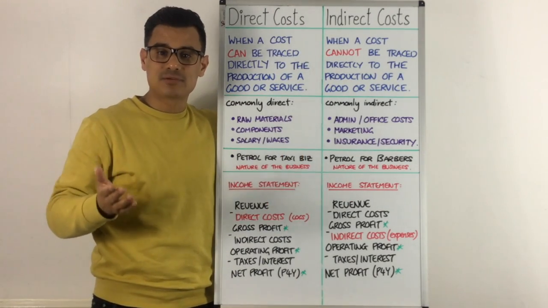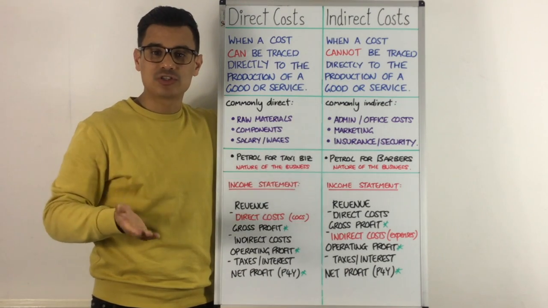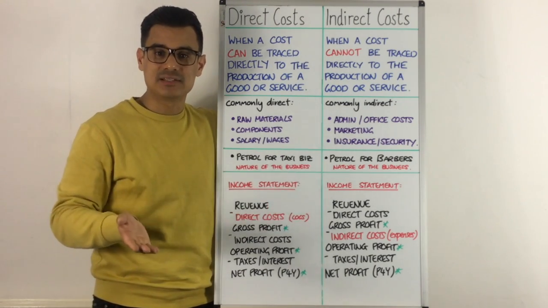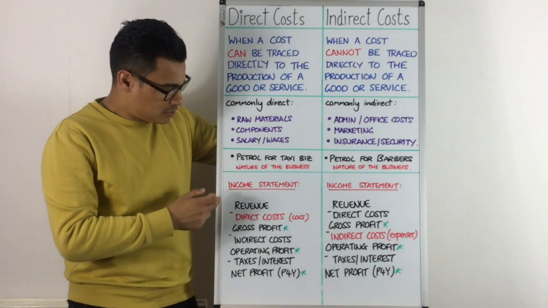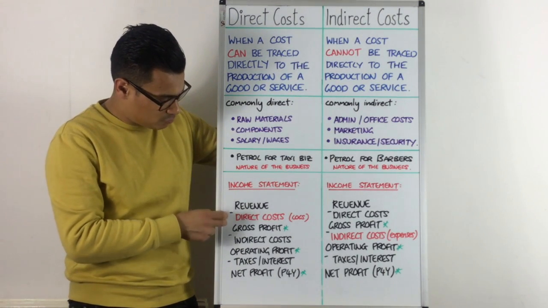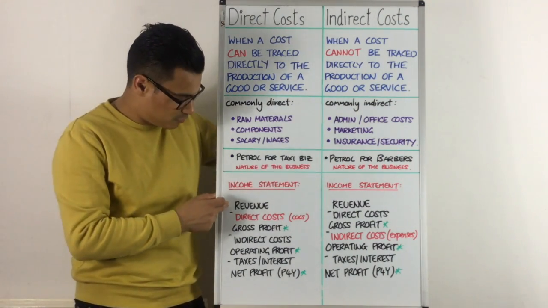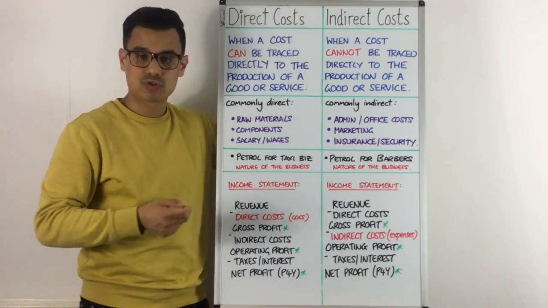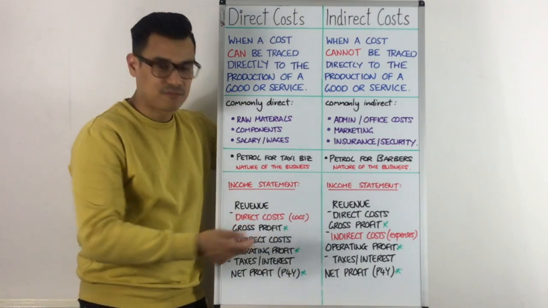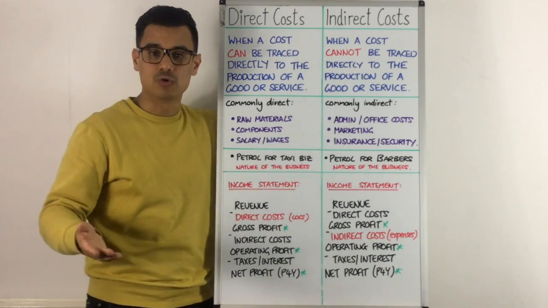In terms of the income statement, direct costs and indirect costs are located in different places. So taking direct costs. Direct costs are going to be placed between revenue and gross profit. Remember, revenue minus direct costs equals gross profit. Sometimes direct costs are referred to as COGS, the cost of goods sold.